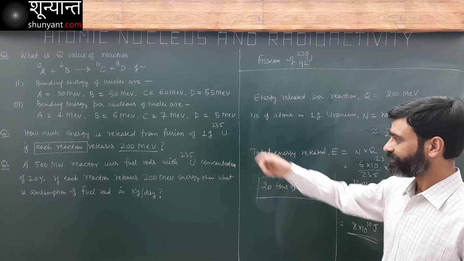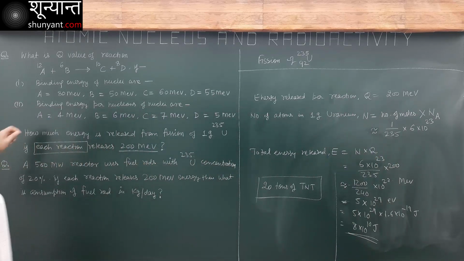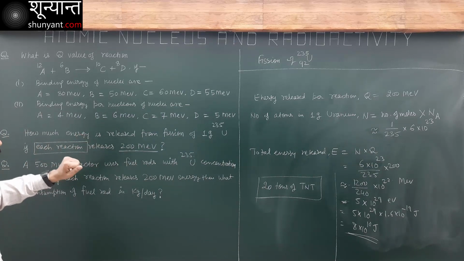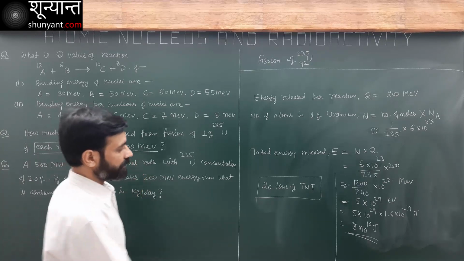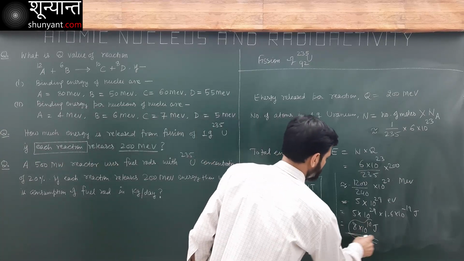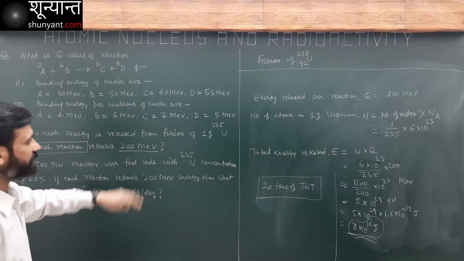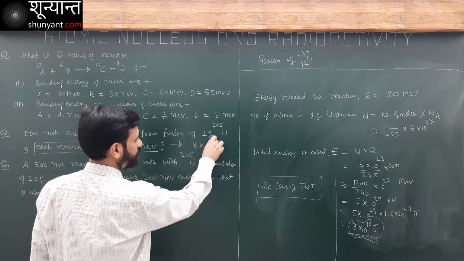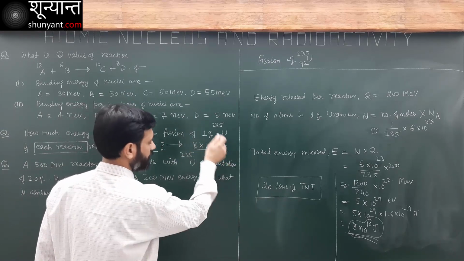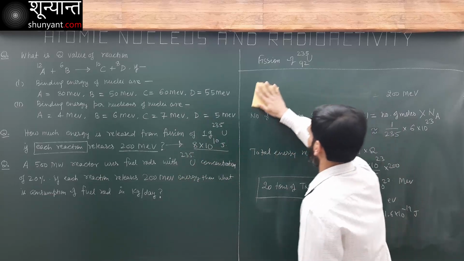Let's do the other problem, the second problem. What we calculated was how much energy will be released in 1 gram of uranium reaction. Now let's use this value to solve the next problem. So the answer to this will be 8 times 10^10 joule. Now we are going to use this to solve the other one.